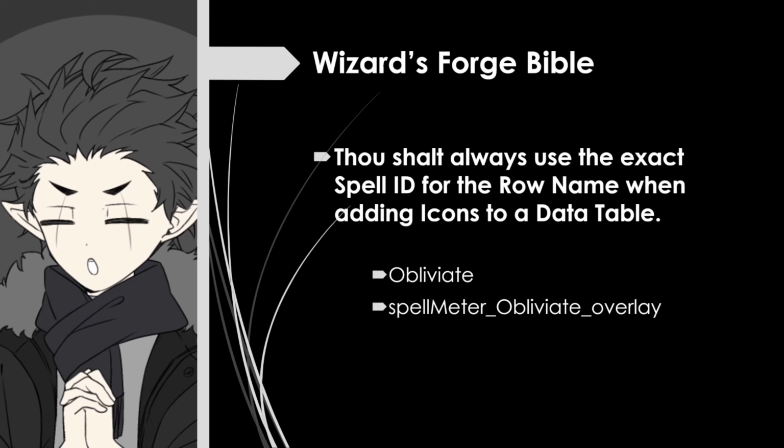to a data table. The way this data table works is it'll take whatever you put in the spell name and look for an object that has that same exact name. So this data table will search for anything with Obliviate and assign it that first spell icon, and the second one will search for anything with the spell_meter_Obliviate_overlay, and then automatically assign it to that icon. So if these are misspelled or spelt differently, it won't work.